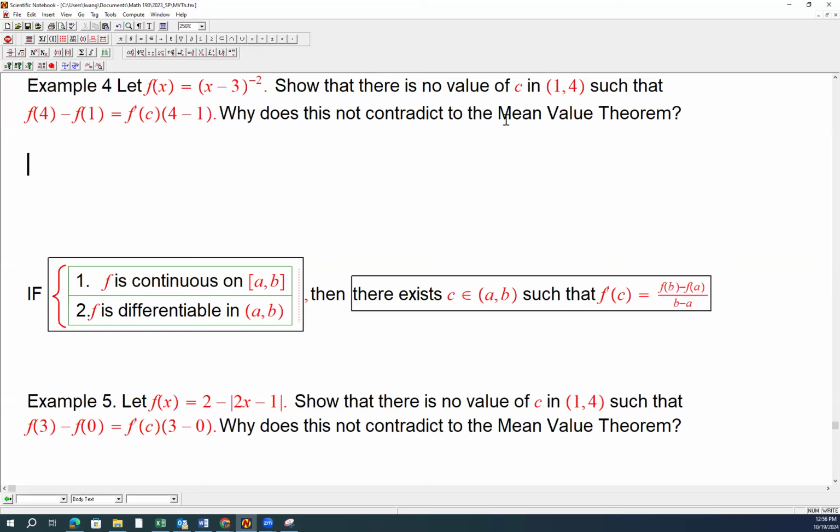So let us show that. First we're going to find the derivative to show that this one has no solution. Basically, that's what we need to prove, right? So what is the derivative of this function? So this is f.